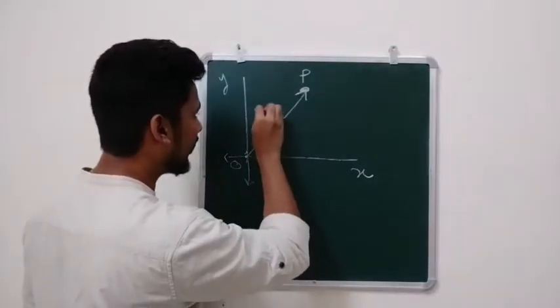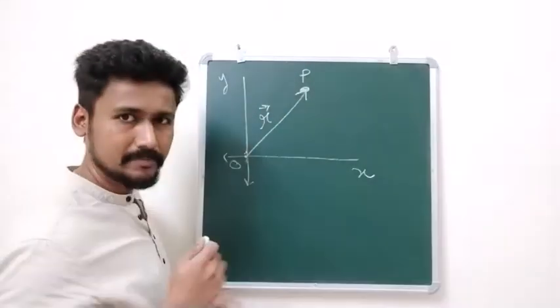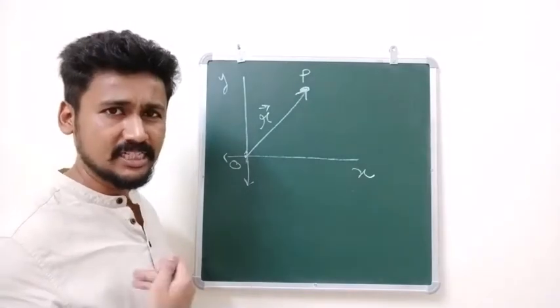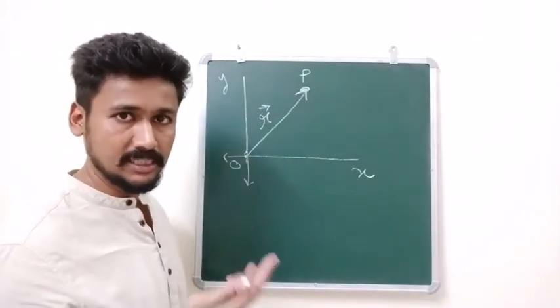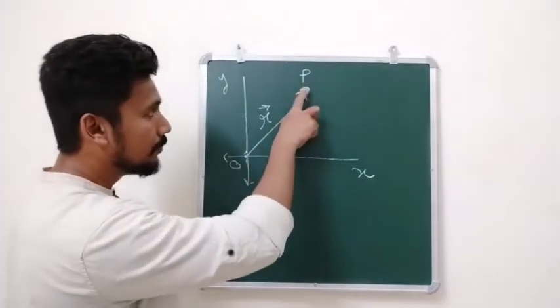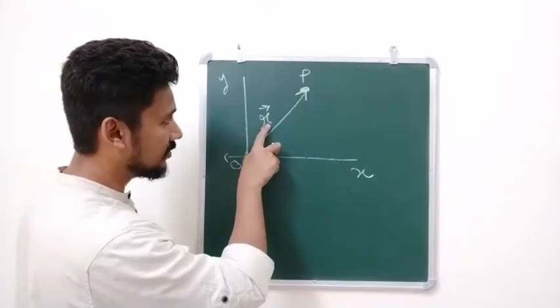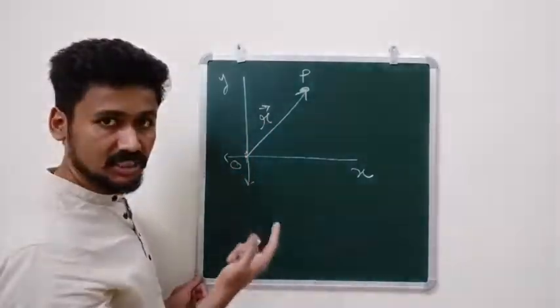Generally, it is denoted by the symbol small r. It's not a rule or anything, but just for the sake of convenience, we are going to use the same notation. So the position vector we are going to show by the symbol small r. So which is the position vector? OP.